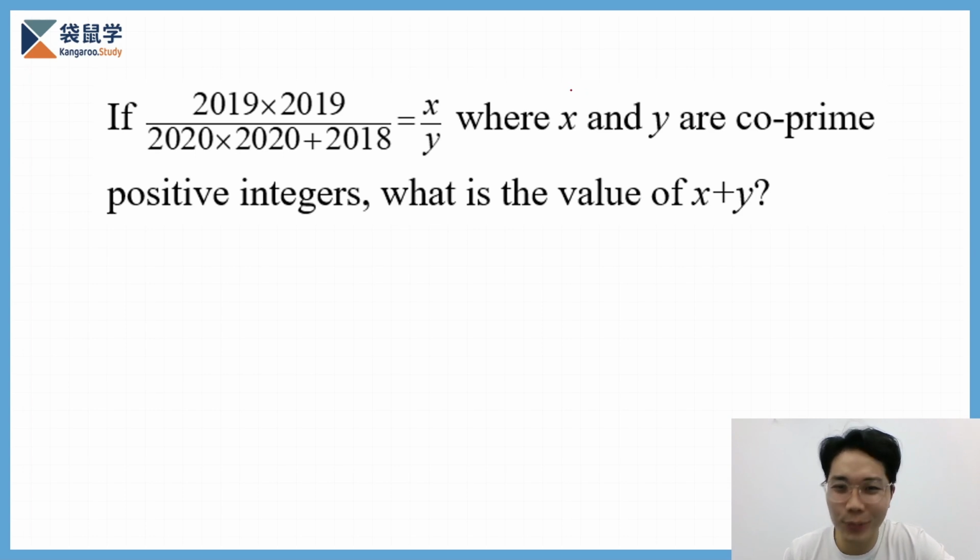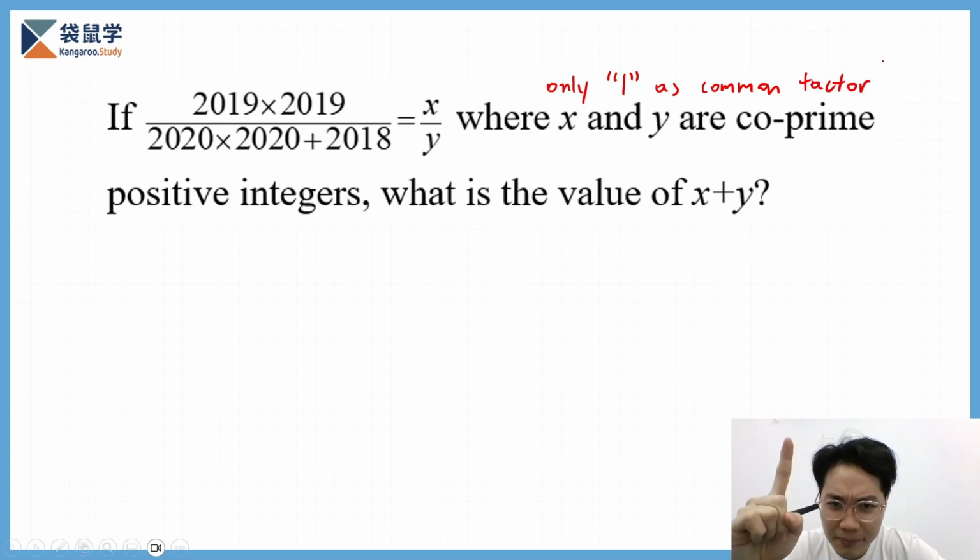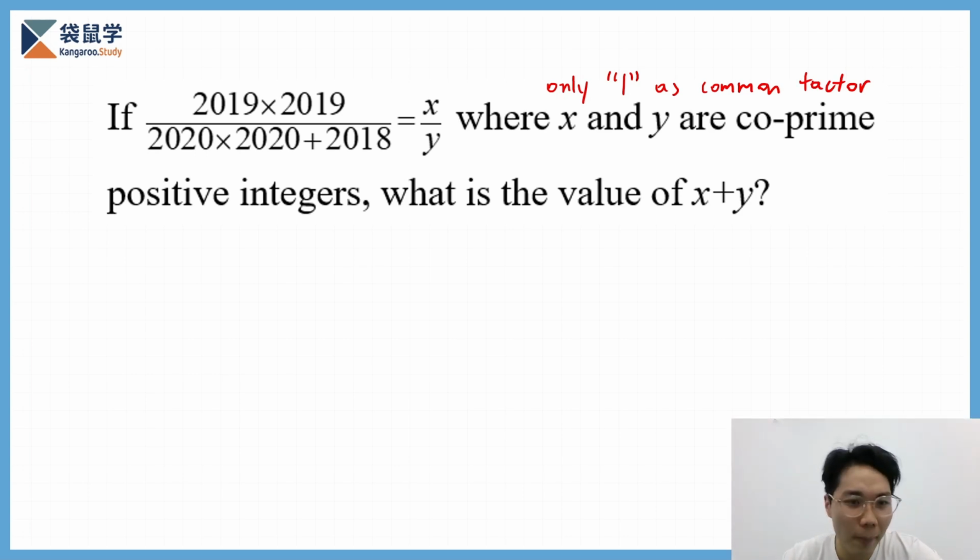X and y are co-prime, which means they only have the number 1 as a common factor. What does this mean? It means that the fraction x over y cannot be divided by any other factors, which means that it is in its simplest form. And they are positive integers. Some of you are still not familiar with integers, right? These are whole numbers. And the question is, what is the value of x plus y?